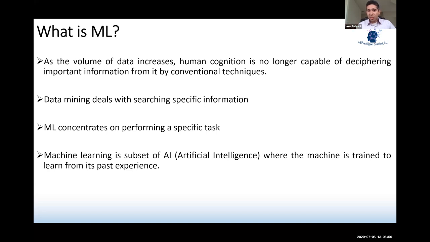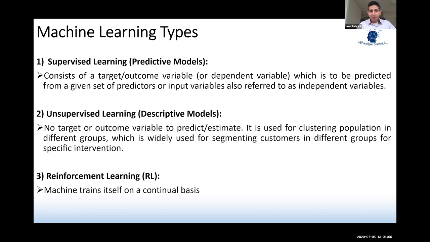Then, as we move forward, we can talk about what each algorithm does and how we can use those. Okay. So that's the first slide. Next slide is there are different types of machine learning. The first type is called supervised machine learning. And it's also referred to as predictive models.